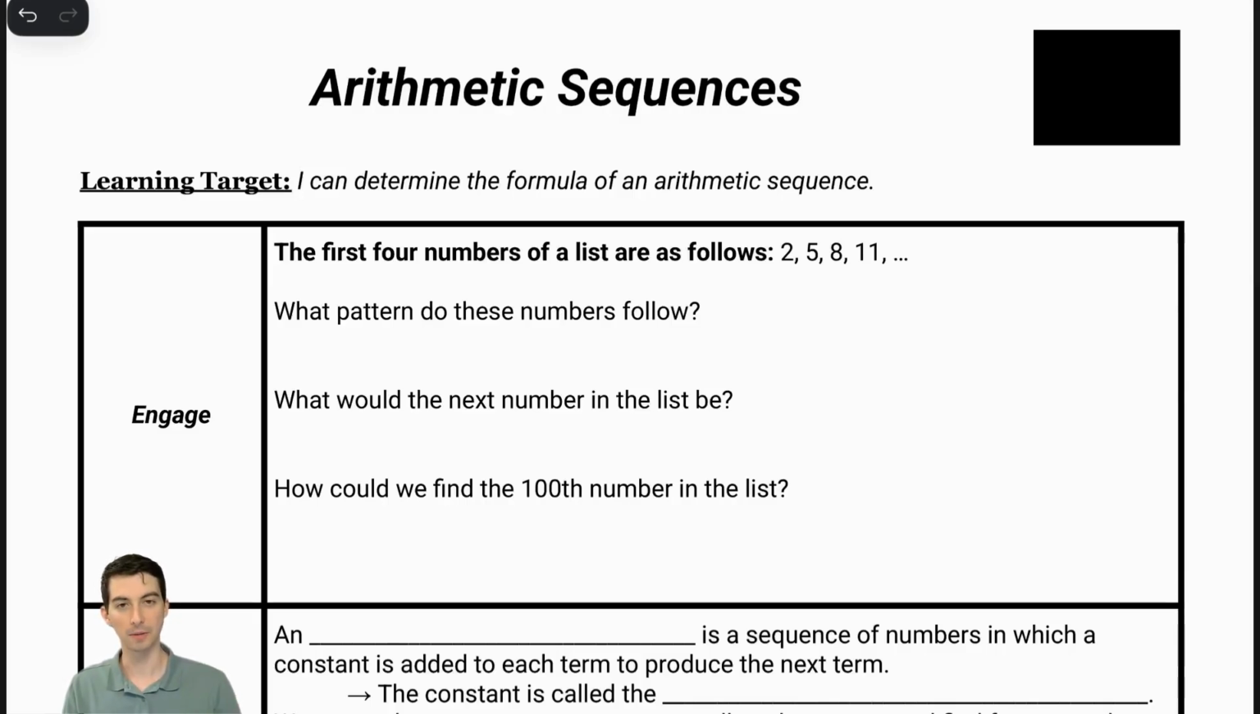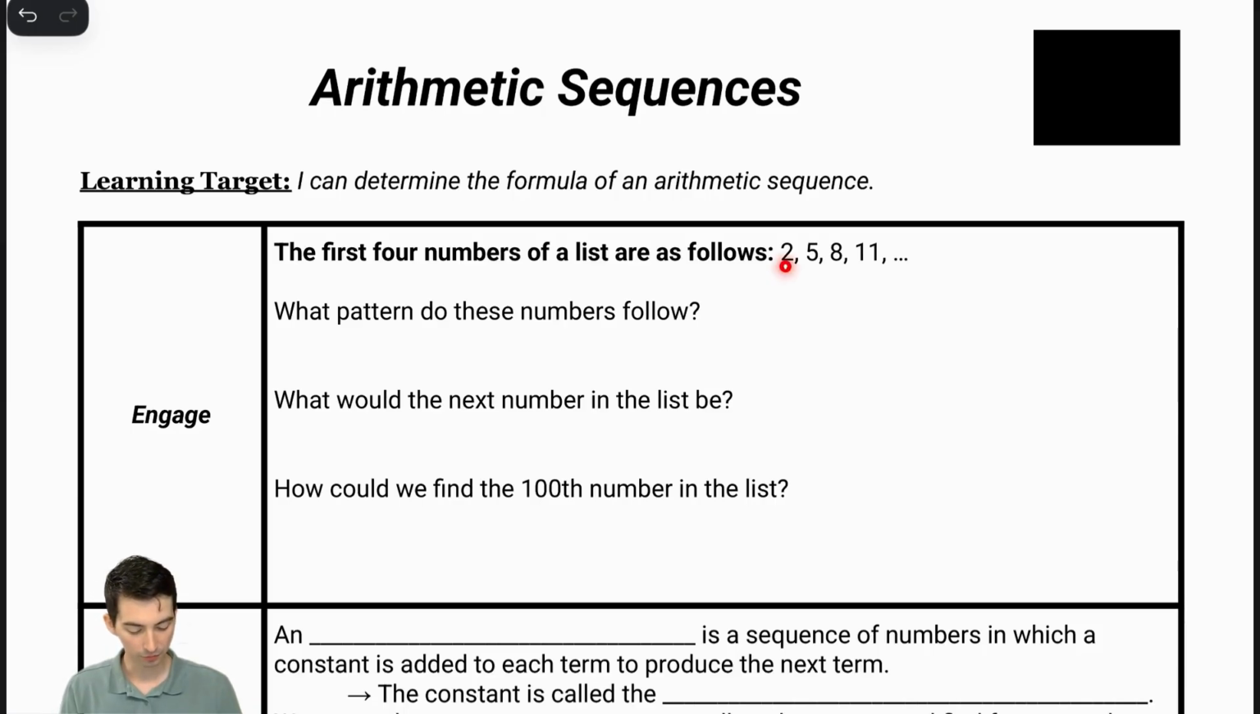In this lesson, we're going to talk about arithmetic sequences. A sequence is just a pattern of certain numbers, and we're looking at one of those specific patterns today. In this first problem, we have a list of numbers: 2, 5, 8, then 11. We want to know what pattern these numbers follow.